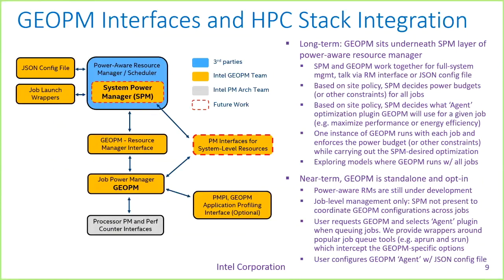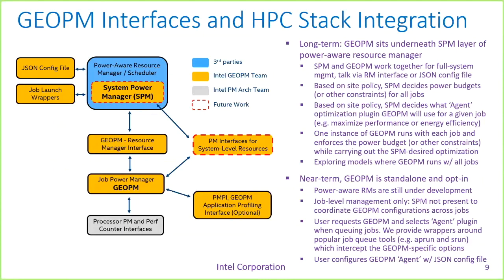Okay, in the near term, GEOPM is opt-in. A user will request GEOPM and select which agent optimization plugin they want to run while they're queuing up their job. We provide wrappers that enable them to do that. We wrap popular job queue tools like Craze, AppRun, and Slurm's SRun. You use the options that those normally expect, but you can add GEOPM-specific options at the end, which our wrappers will intercept and pass on to GEOPM.